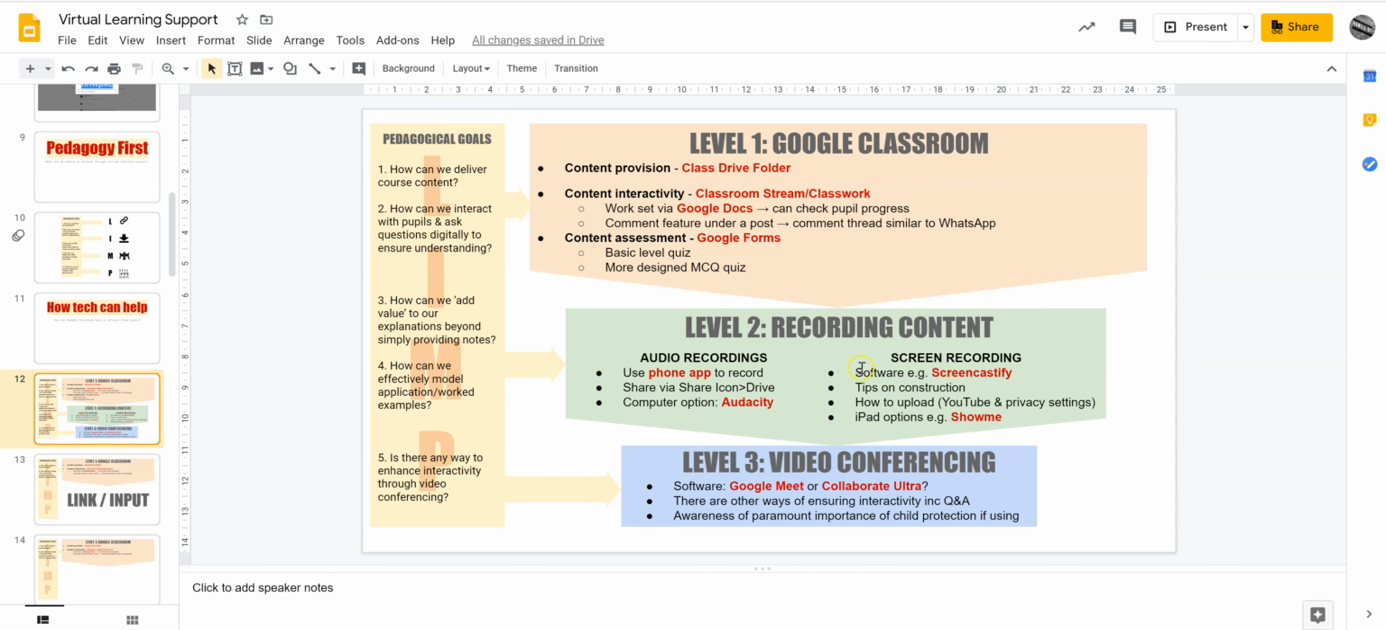Now, there's ways of getting interactivity here through comments and questions that are coming in through the comments function of Google Classroom, and certainly the students are making good use of that. So the word here is to enhance interactivity. Is there any way we can do that through video conferencing? Now, that brought me then to what we're going to be doing with our Year 13s.